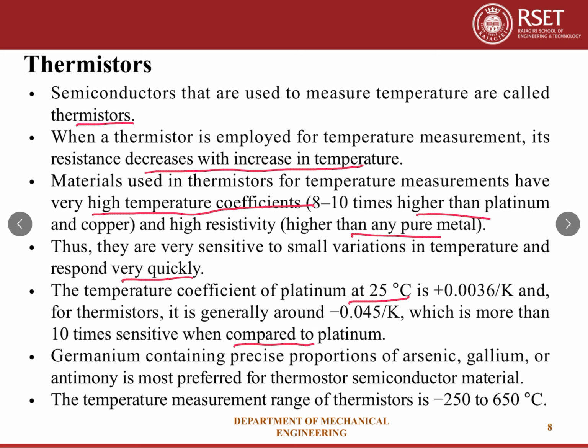Germanium containing precise proportions of arsenic, gallium, or antimony is most preferred for thermistor semiconductor material. That is the material used for thermistor semiconductor. The temperature measurement range of a thermistor is minus 250 to 650 degrees Celsius. That is the range.